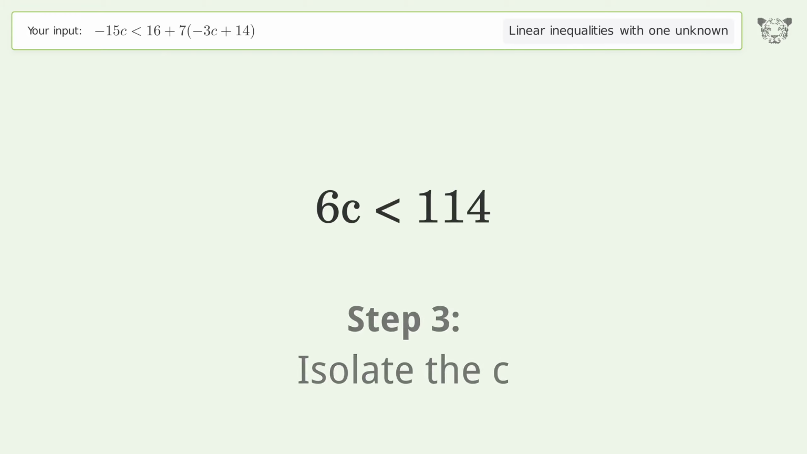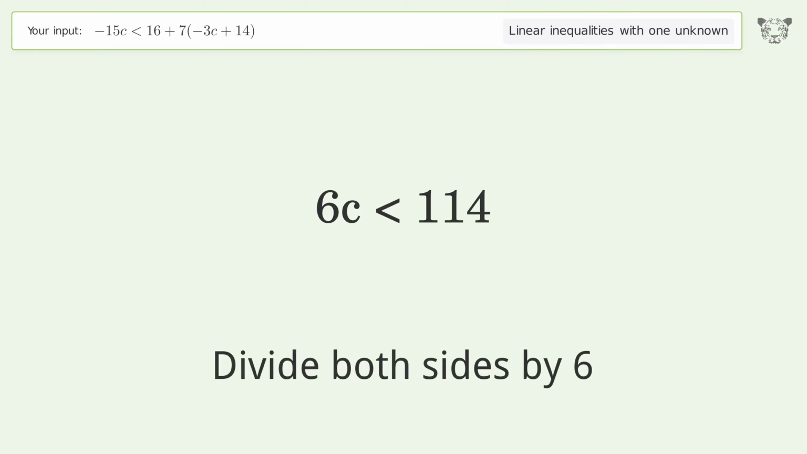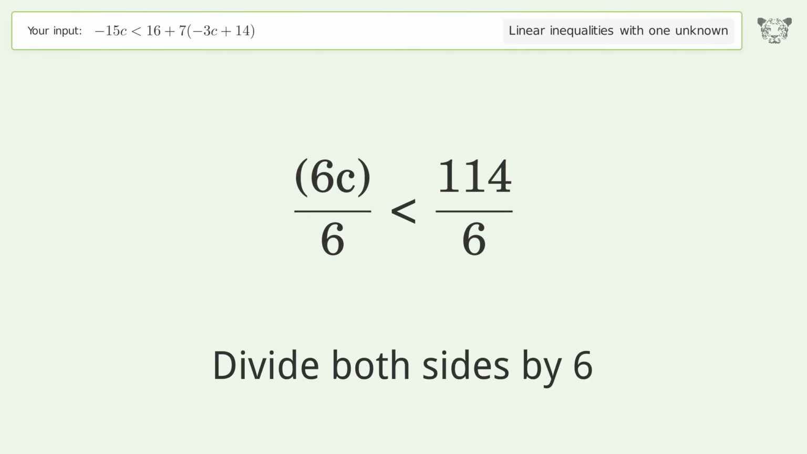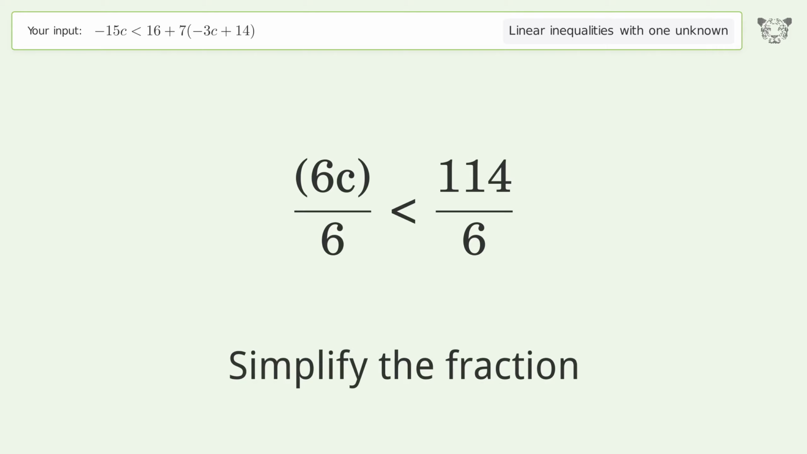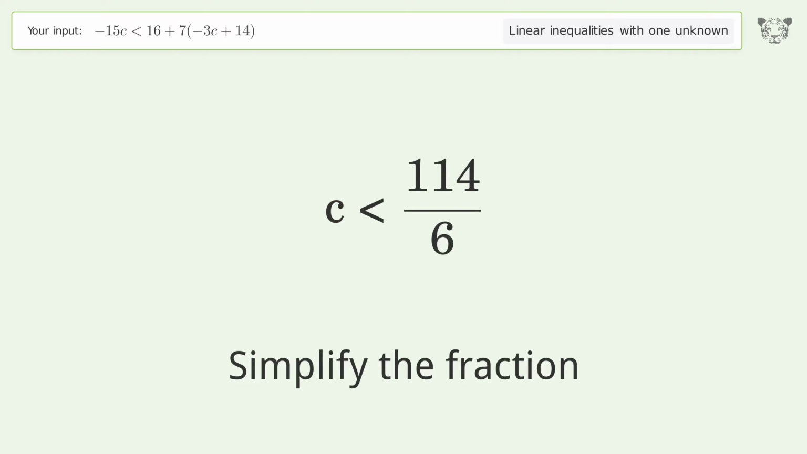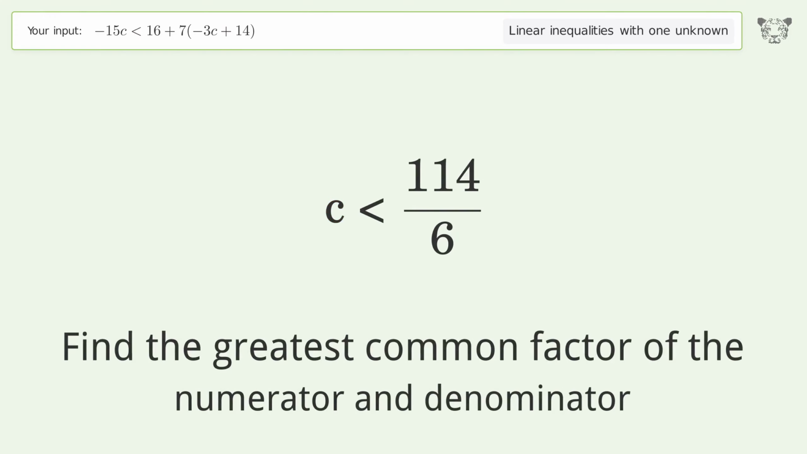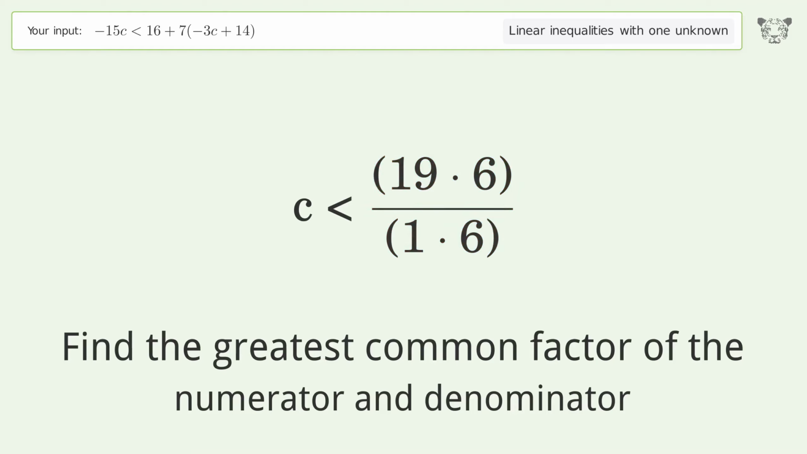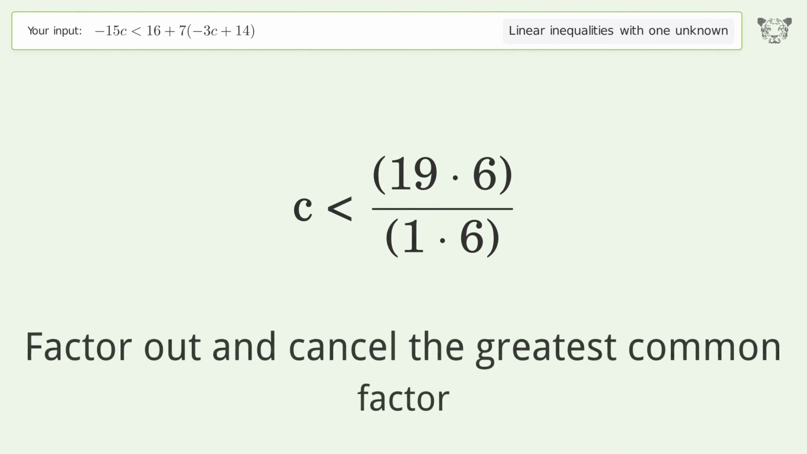Isolate the c. Divide both sides by 6. Simplify the fraction. Find the greatest common factor of the numerator and denominator. Factor out and cancel the greatest common factor.